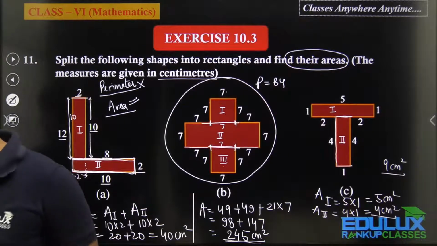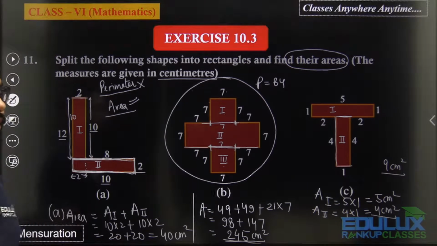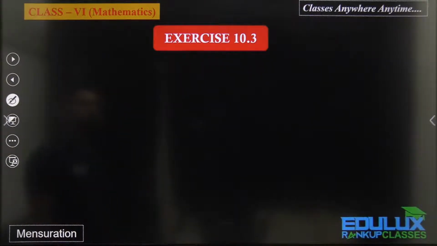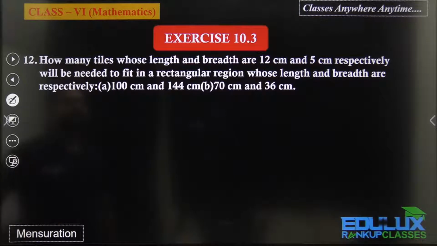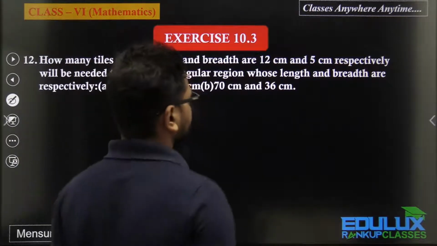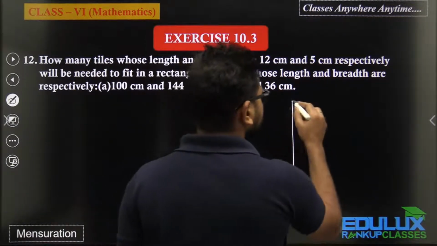Okay, let us come to the next question. How many tiles whose length and breadth are 12 centimeter and 5 centimeter respectively will be needed to fit in a rectangular region whose length and breadth are respectively 100 centimeter and 144 centimeter, 70 centimeter and 36 centimeter? So this is a simple problem in which a rectangular region is given.